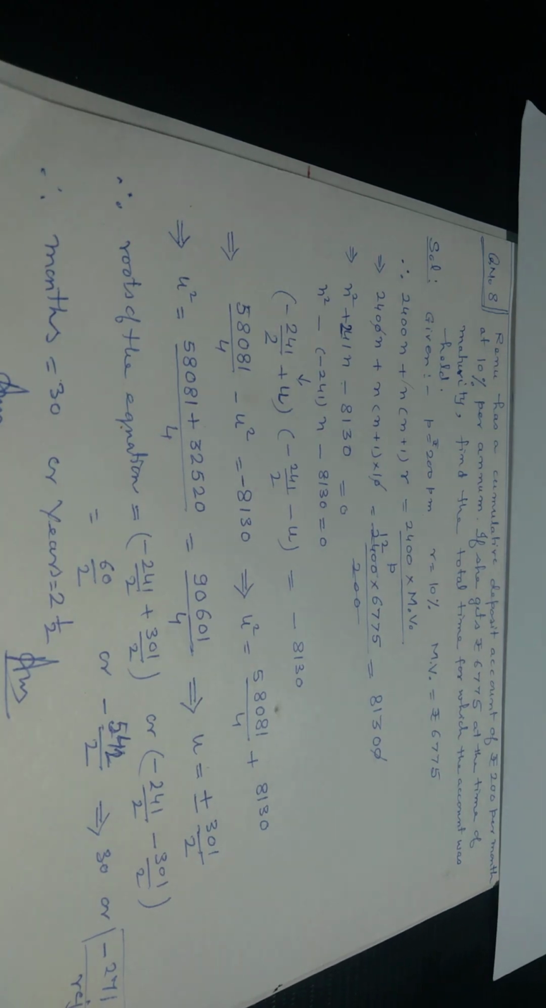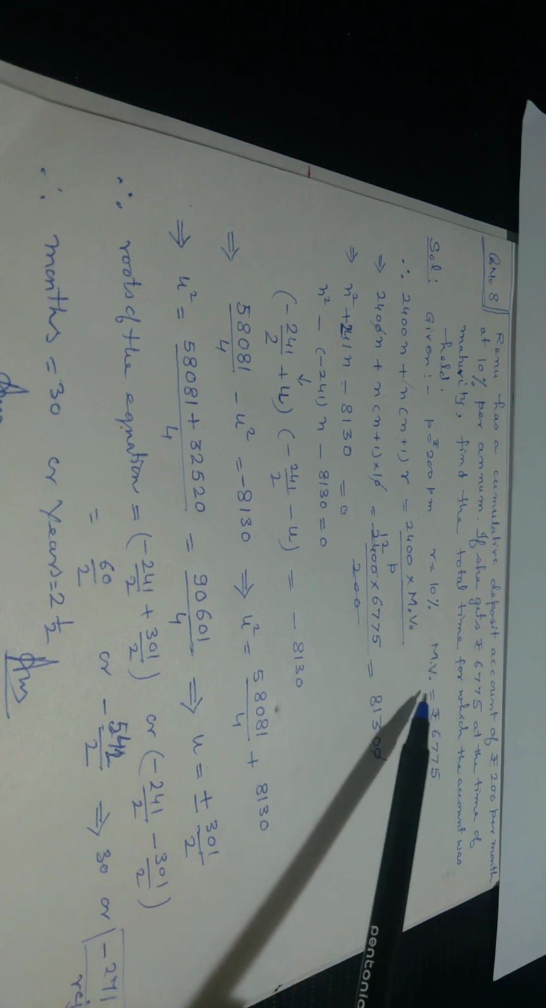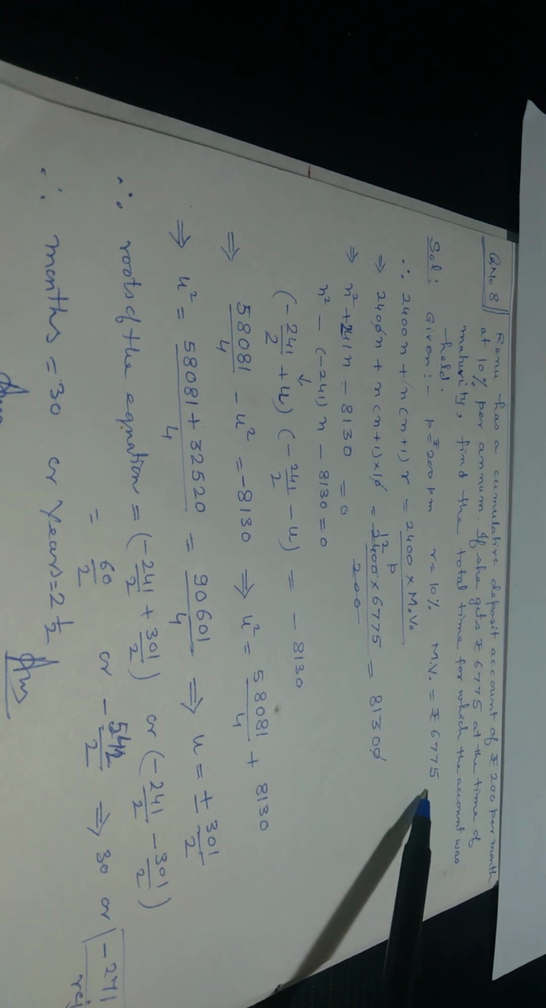Now the question number 8. Renu has a cumulative deposit account of rupees 200 per month at 10% per annum. If she gets rupees 6,775 at the time of maturity, find the total time for which the account was held. This can be solved like this. First of all, write down the given data, that is P is equal to 200 per month, rate that is 10%, maturity value is 6,775.